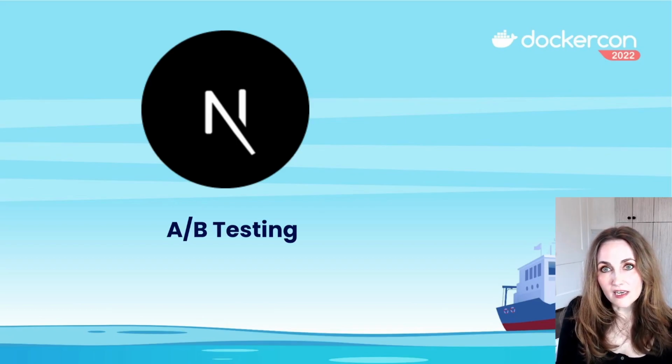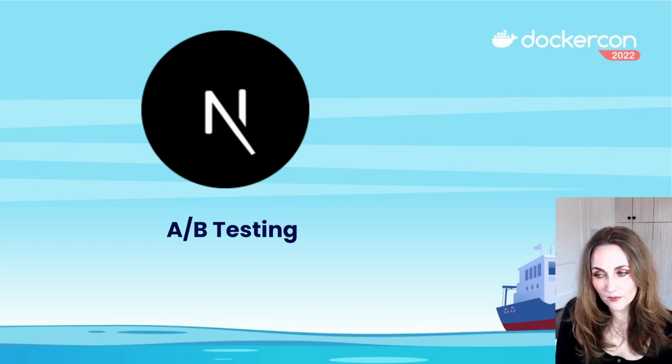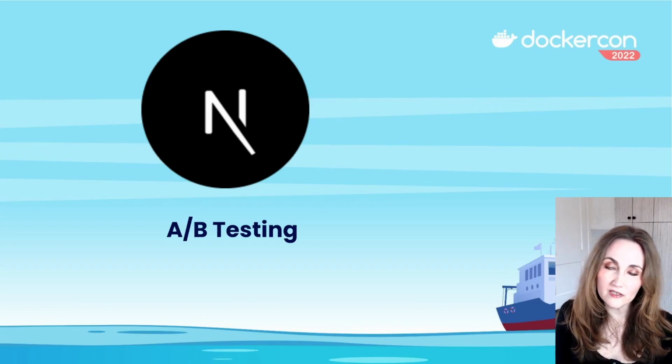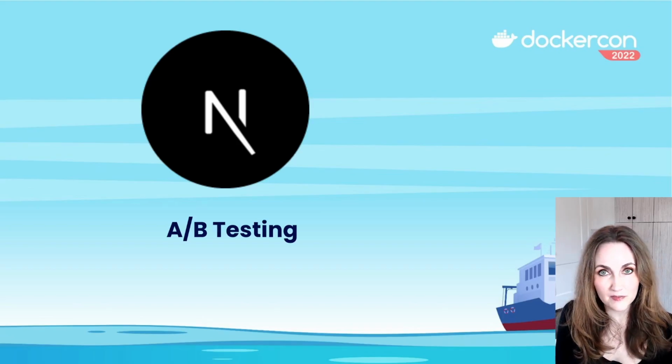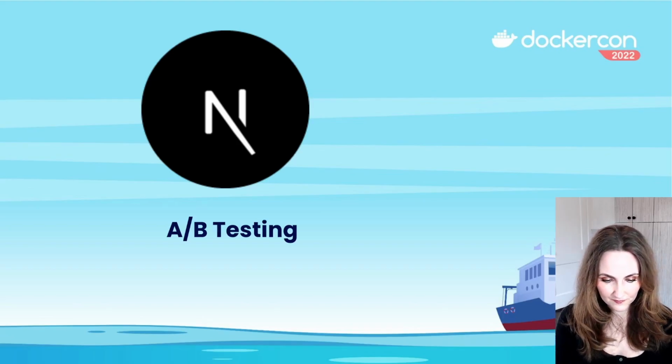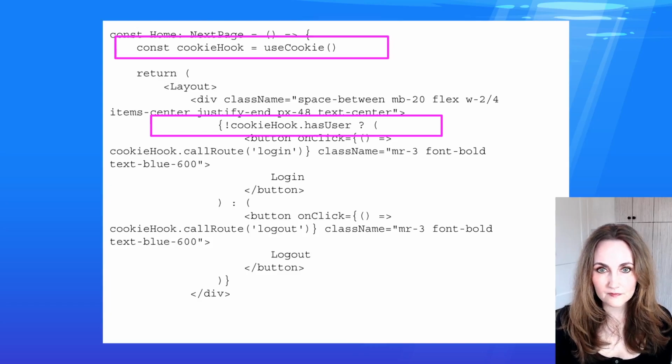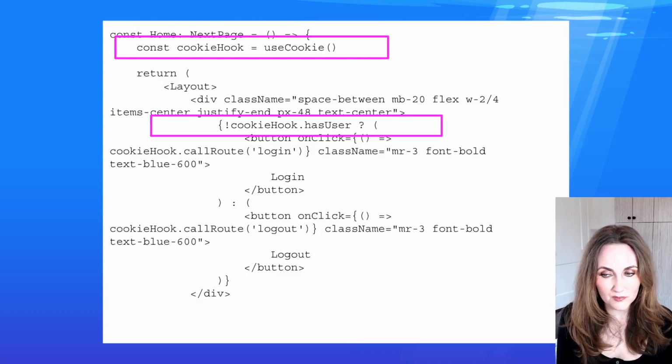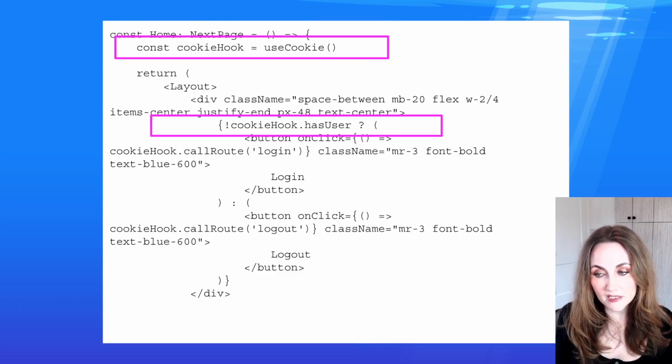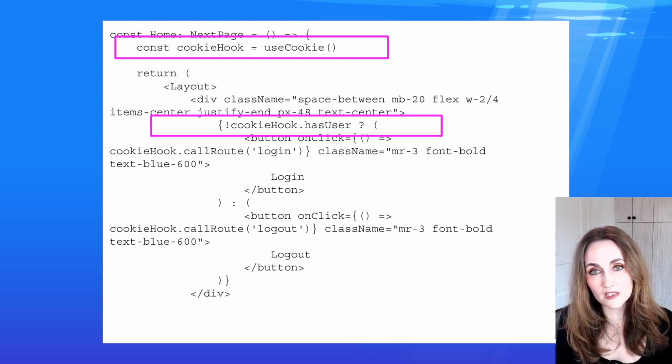Let's take a look now at the client application code and a couple of things that we can do to show users different content based on their signed in status. Client side, we have a hook that allows us to show a login and logout button on our homepage nav based on whether or not the login cookie is present. The hook exposes a property, has user, and its value keeps track of whether or not the login cookie is present.